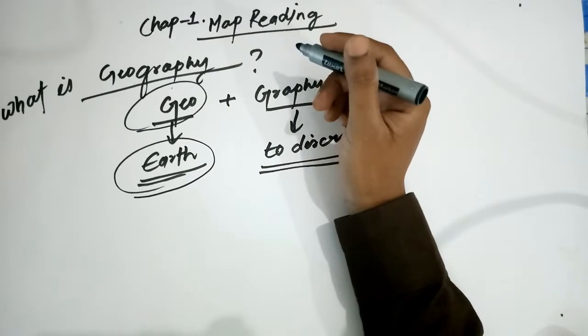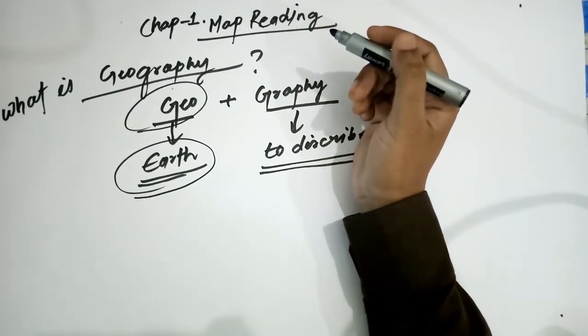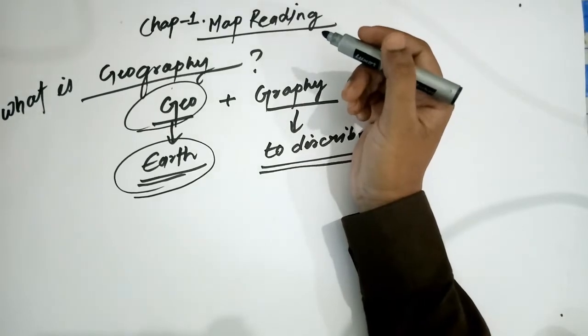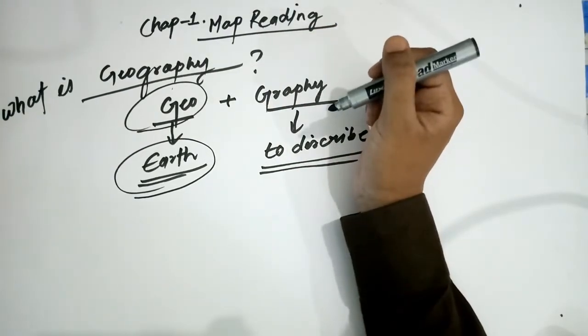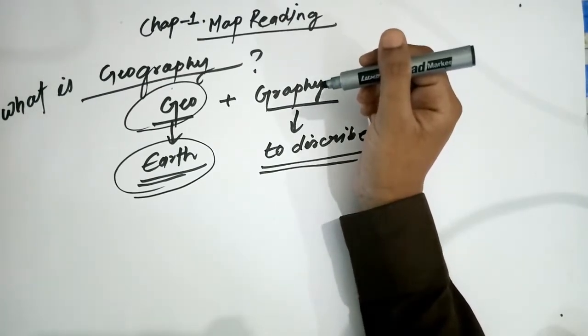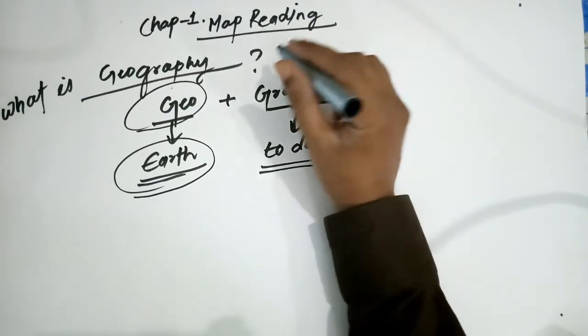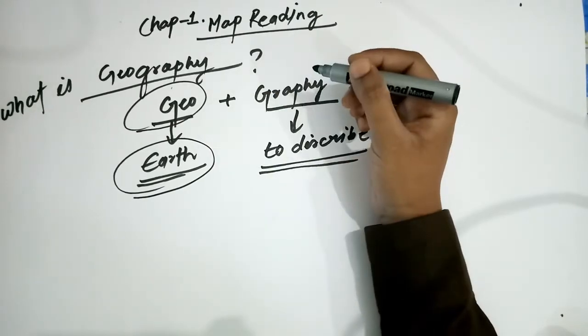So here we are again. Map reading is the first chapter. Class 6 students, the first chapter for you is map reading. Before we start this chapter, the question which is very common for you all is: what is geography? Because this subject was not there when you were in class 5, it is newly introduced to you. So what does the word geography mean?